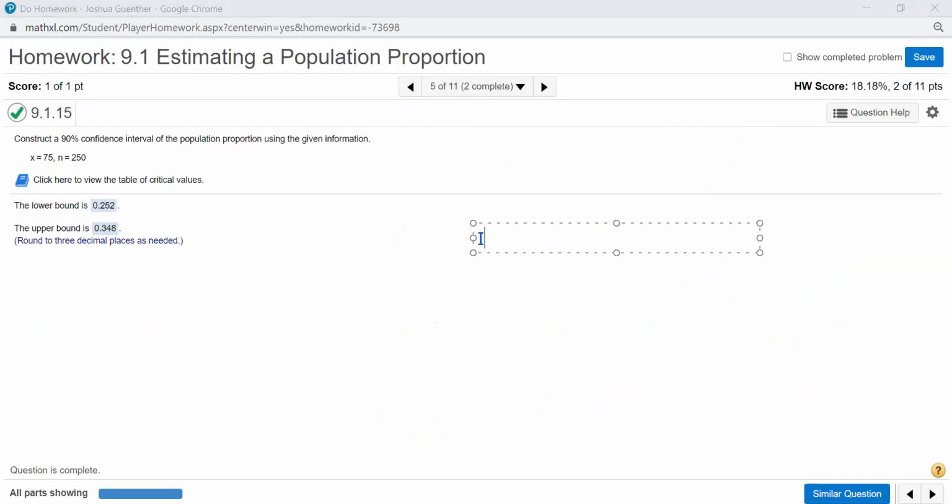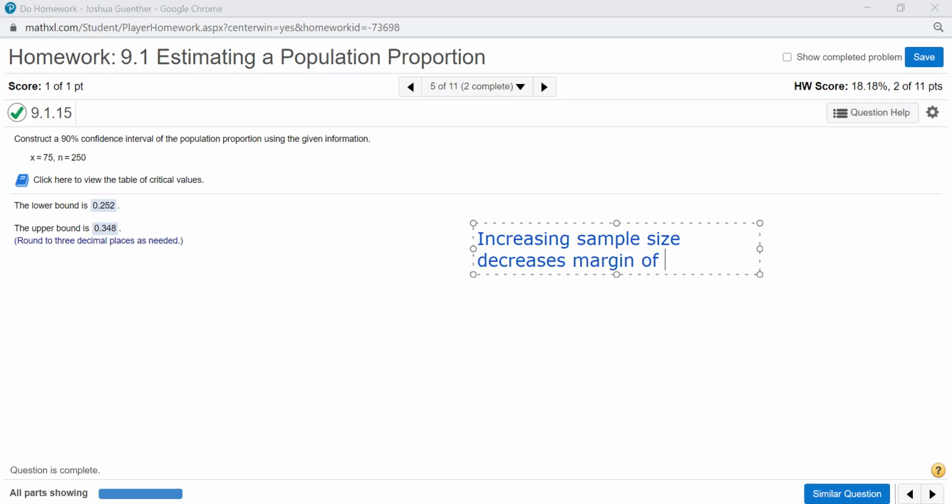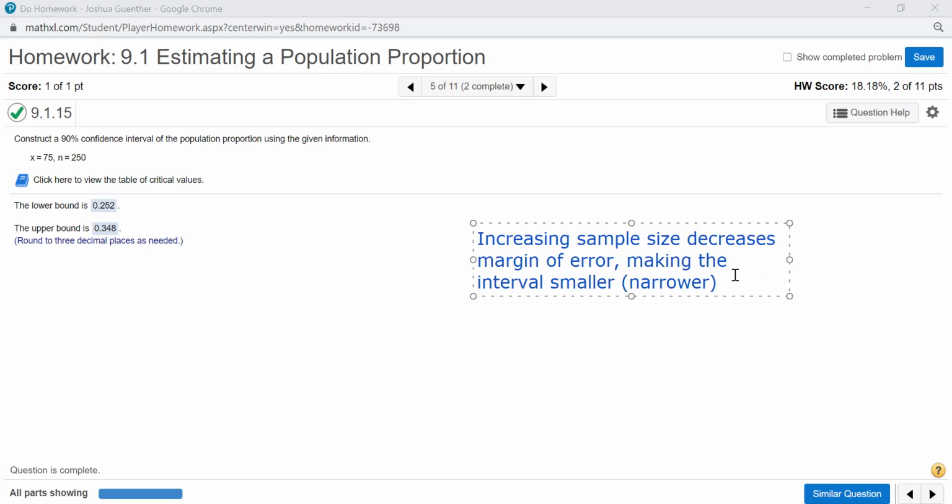So, increasing sample size, all else held constant, decreases margin of error, making the interval smaller, or sometimes they use the word narrower. That's going to be an important effect.